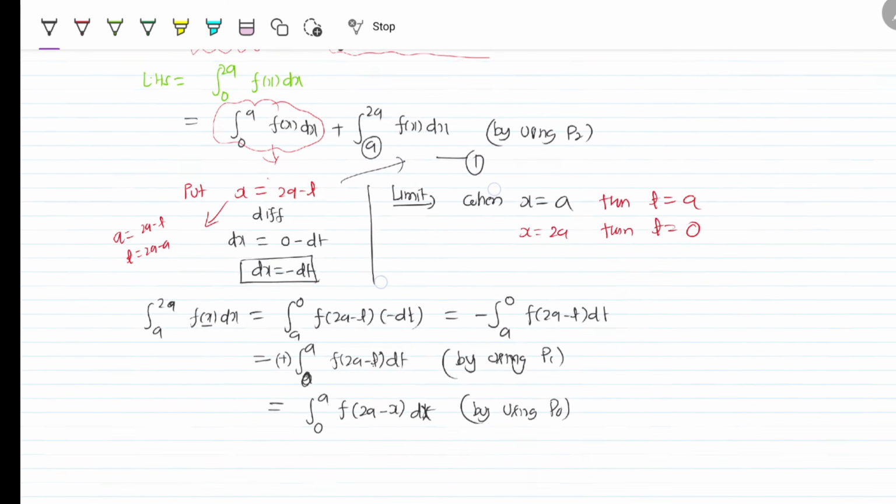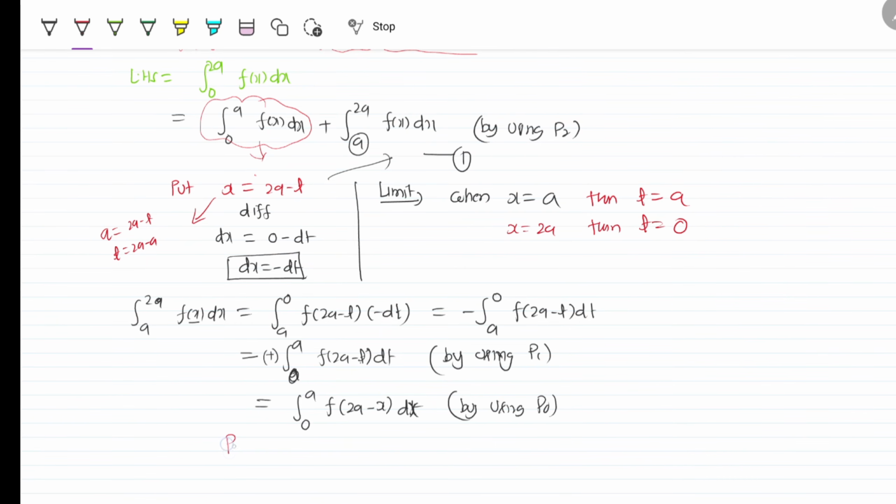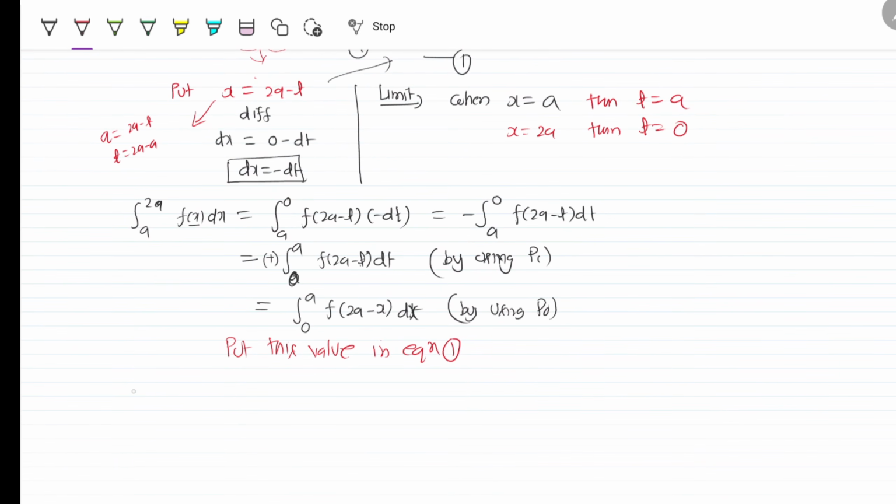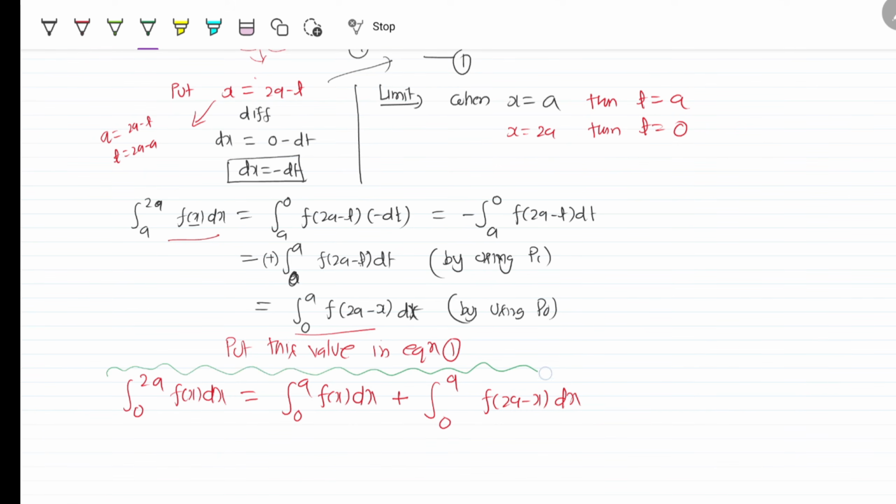Now put this value in equation number 1. This is the equation, you can see this equation 1. Put this value in equation 1, then we will get integral 0 to 2a f(x) dx equals integral 0 to a f(x) dx plus integral 0 to a f of 2a minus x dx. And can you see, yes, this is the proof of the p5 property. So we have proved this, hence proved.